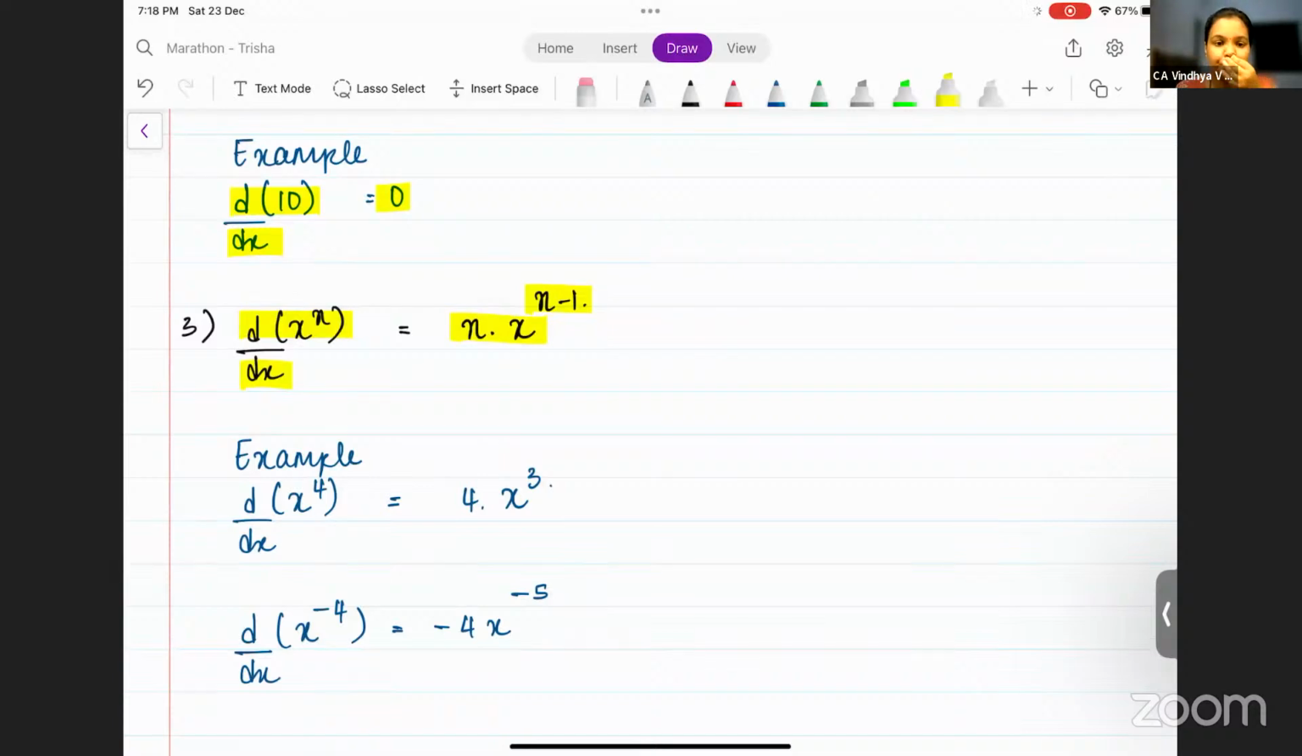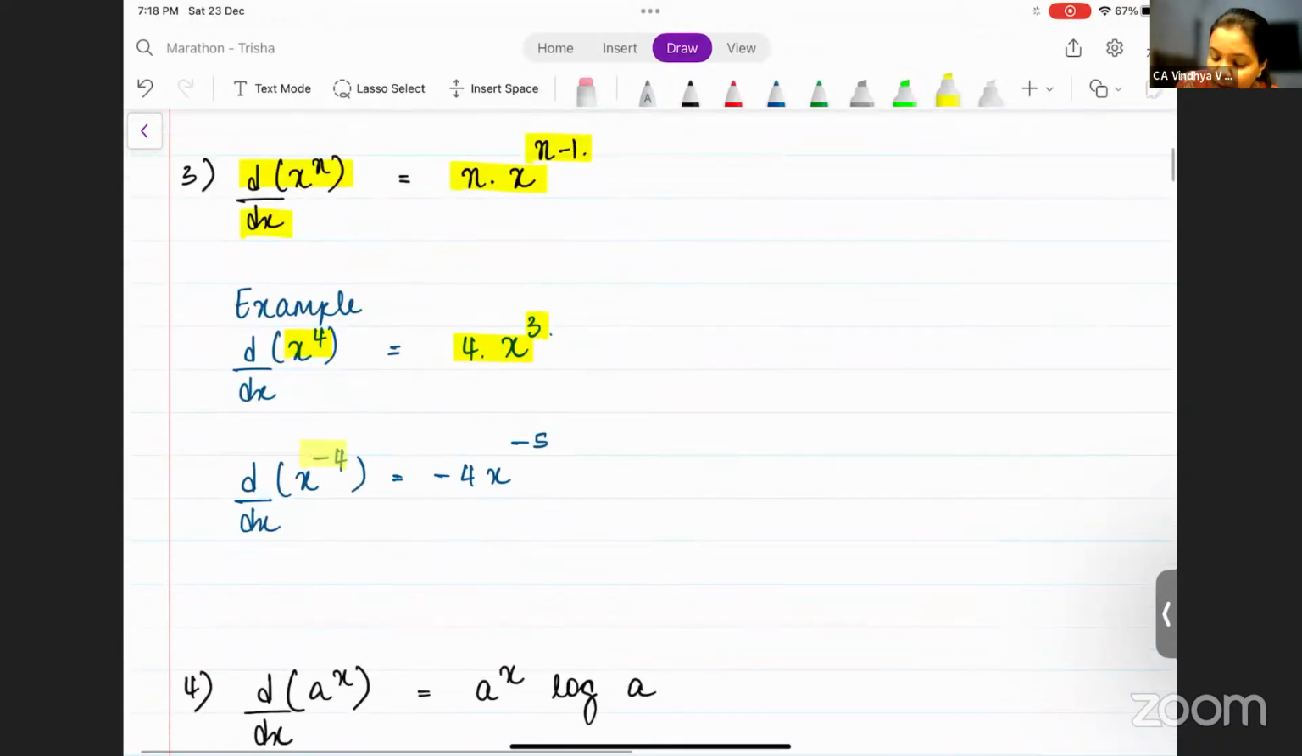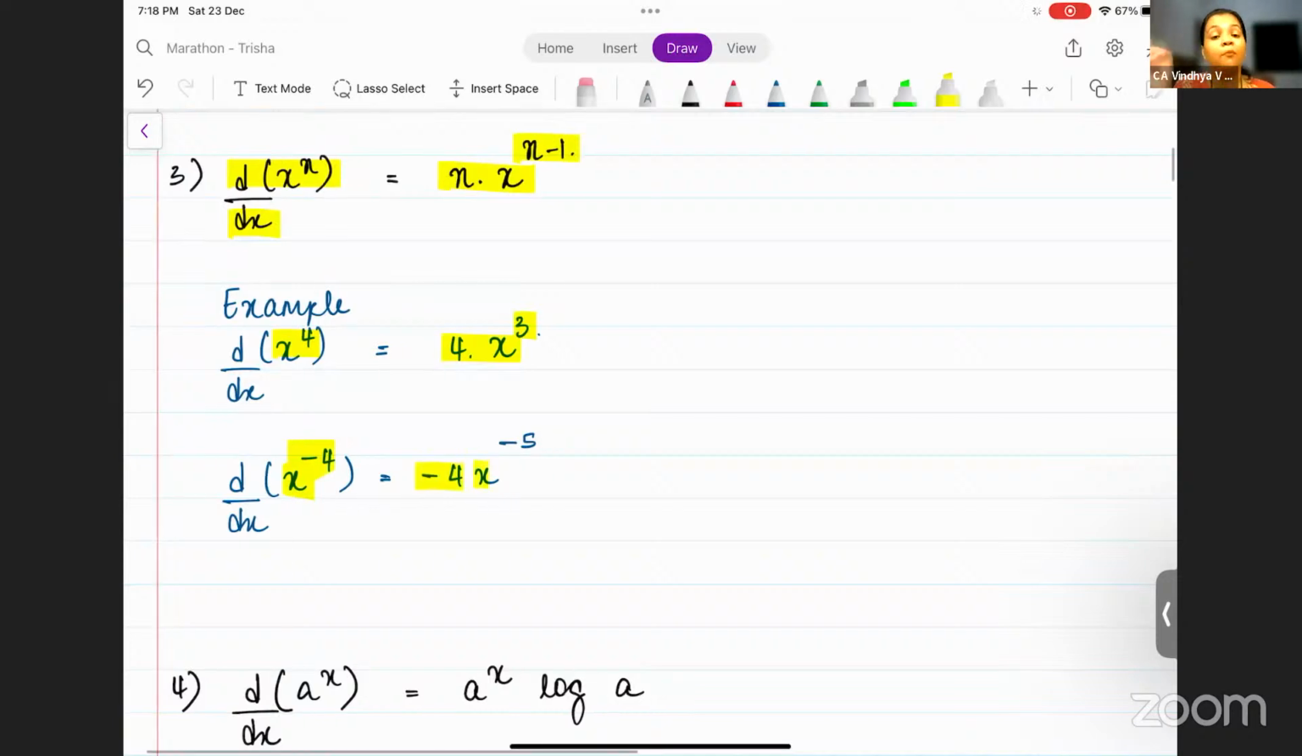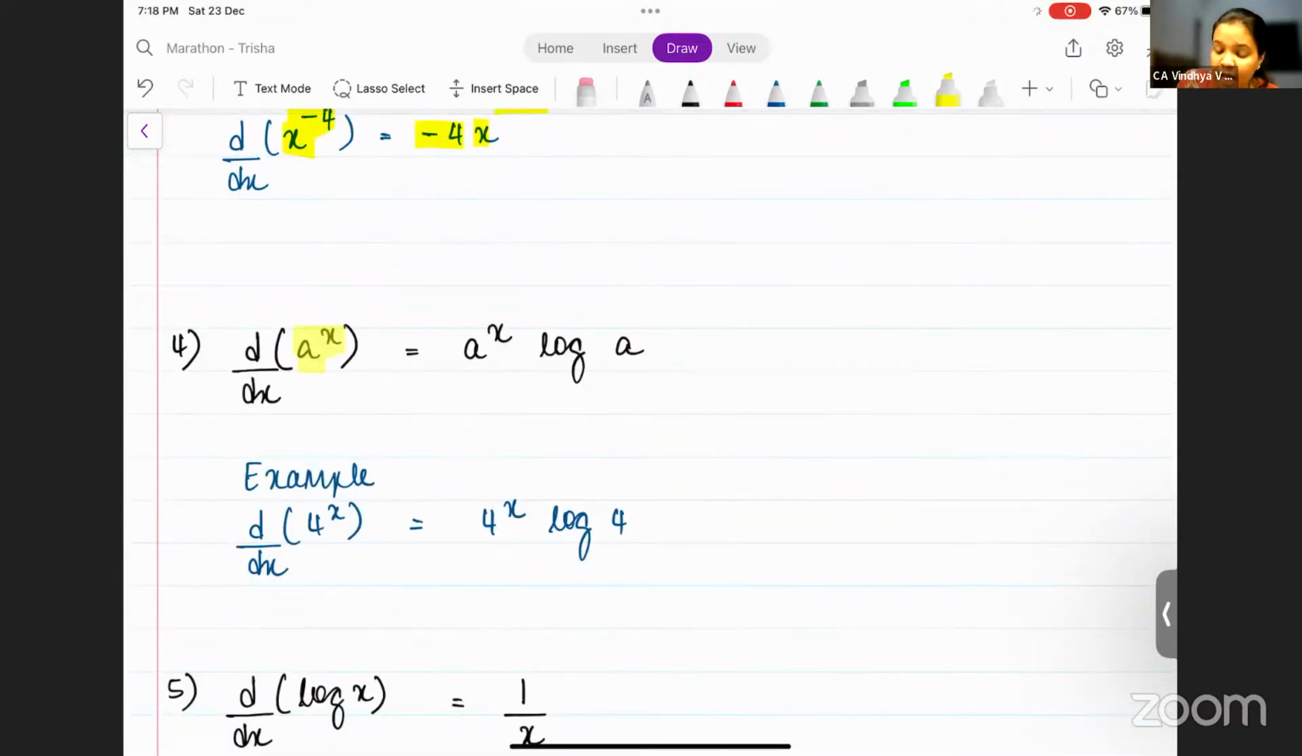So see here, if you have x to the power 4, the derivative is 4 into x to the power 4 minus 1, that is 3. Next you have x to the power minus 4. The derivative is minus 4 into x to the power minus 4 minus 1, that is minus 5. Next, derivative of a power x.